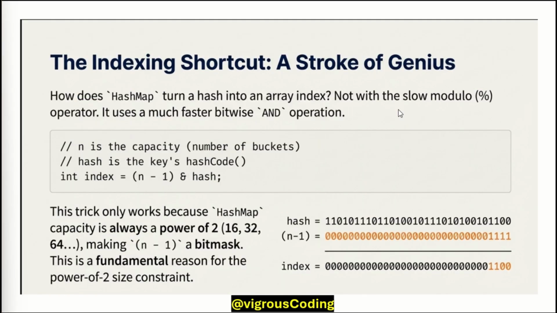How does HashMap calculate the index? HashMap does not use the modulo operator; instead it uses the bitwise AND operator, like int index = (n - 1) & hash. So the question is, why does HashMap use the bitwise AND operation? The answer is because HashMap capacity is always a power of 2, like 16, 32 and 64. So bitwise AND is much faster and improves performance. Interview tip: power of 2 capacity is one reason HashMap is fast.